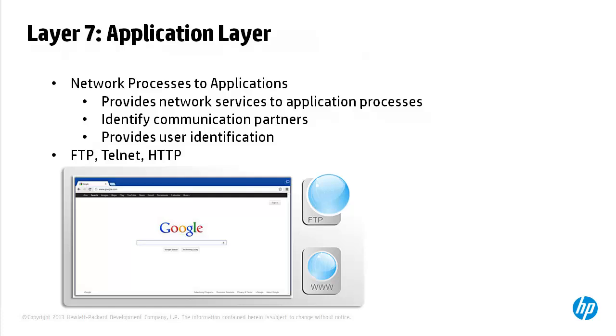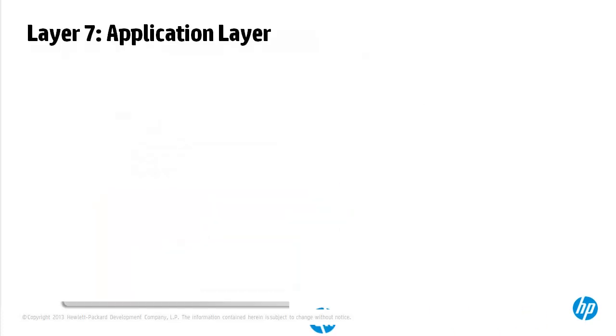A few other examples would be remote file access, remote printer access, resource sharing, directory services, and many other applications. So once again, the application layer is the window for users and application processes to access network resources and services.